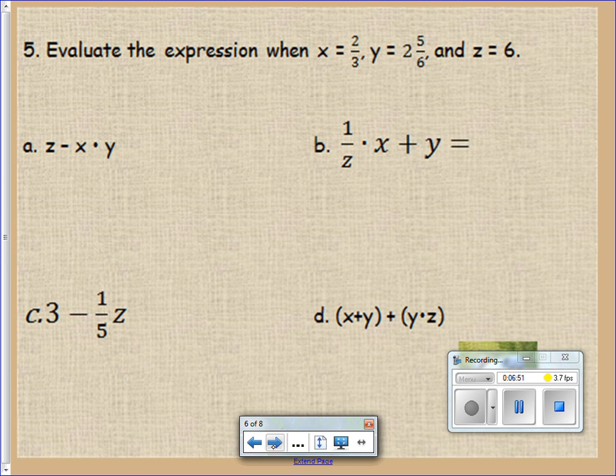Now we're going to evaluate expressions with variables. You are going to replace the variable with the given number as indicated. So in each of these, x is going to equal 2/3, y is going to equal 2 and 5/6, and z is equal to 6. I'm going to pause the video, let you work on it. We'll come back and check our work.